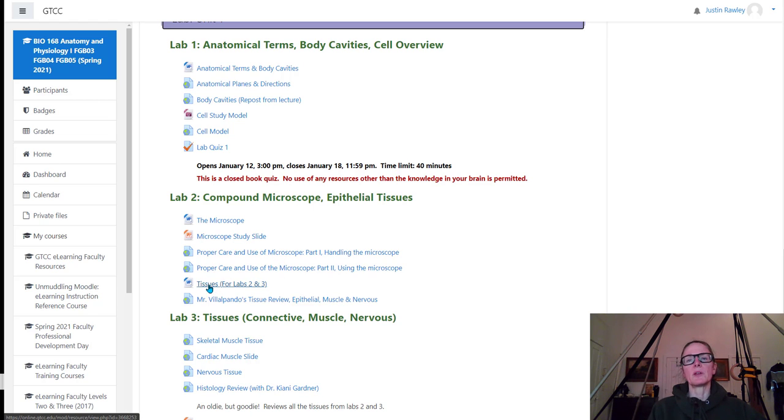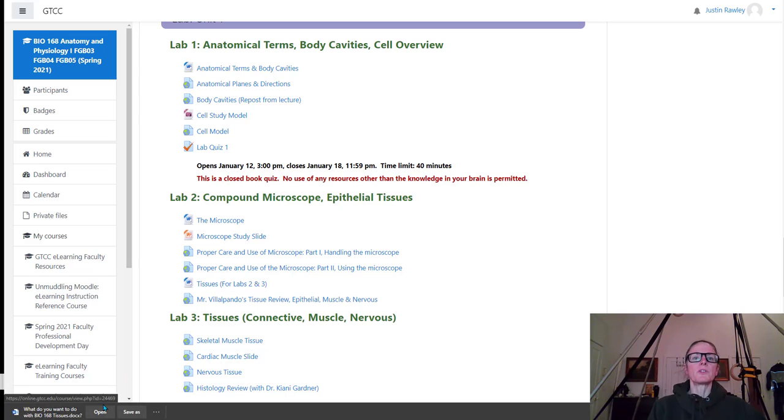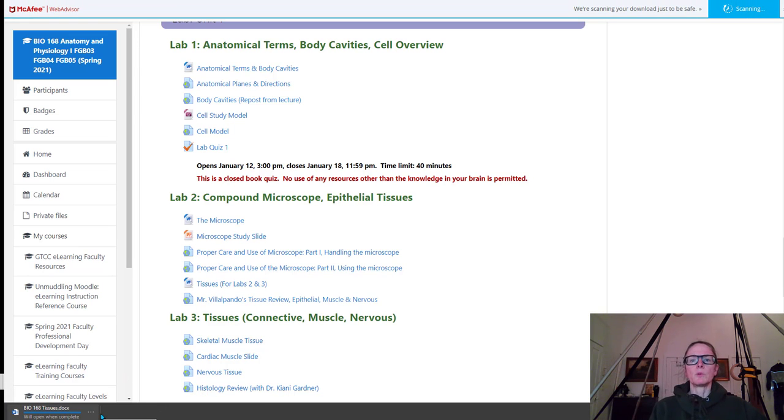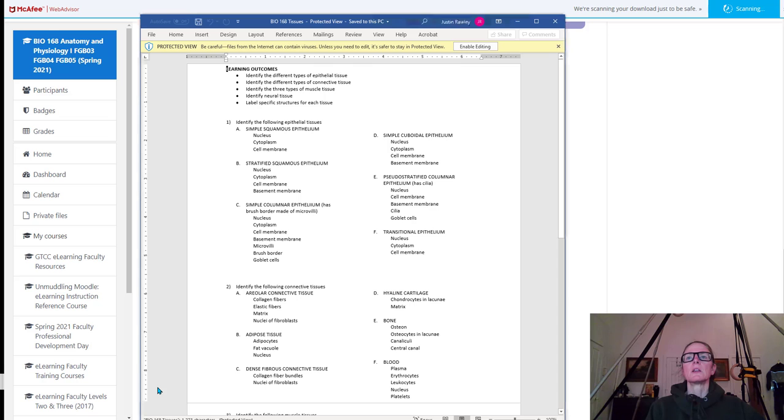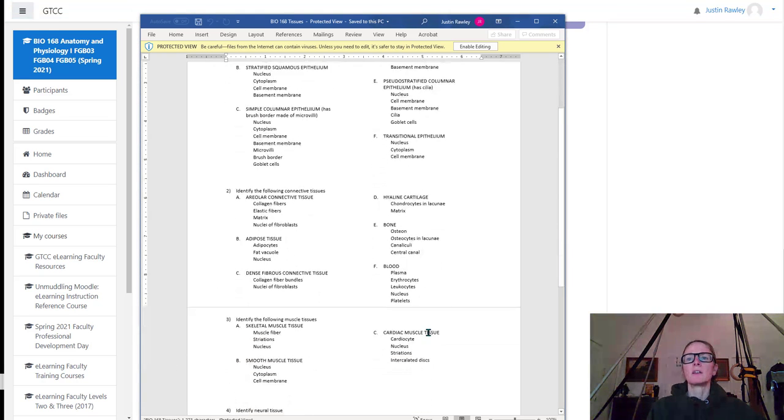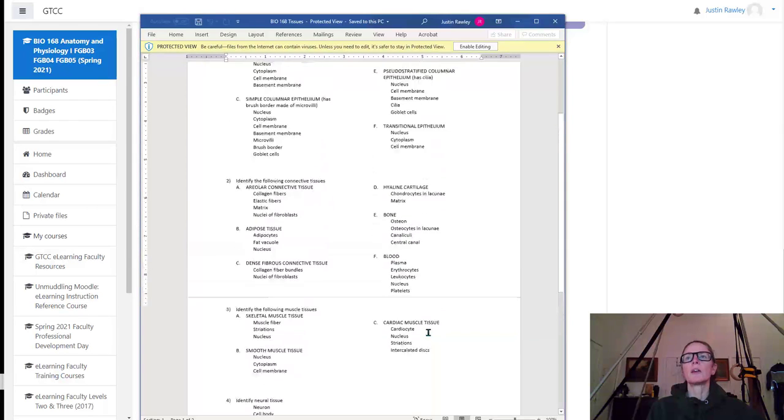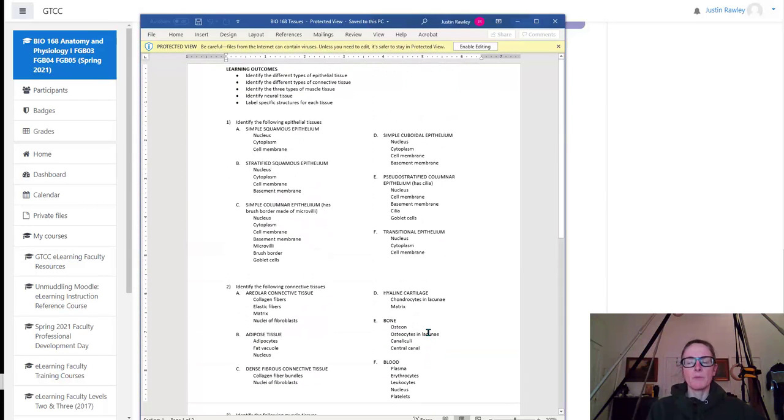We also will see that we have some handouts, and these handouts tell you exactly what you need to know for that lab if you get one of these. So for example, if this says tissues for labs 2 and 3, and we open this thing, then what we will see is all of the tissues that we have to identify. So all the tissues that we're going to have to identify for Lab Unit 1 are on this sheet.